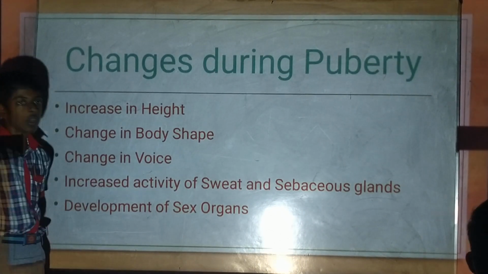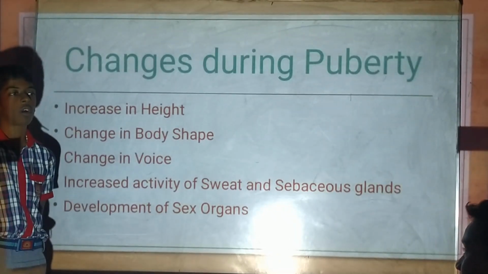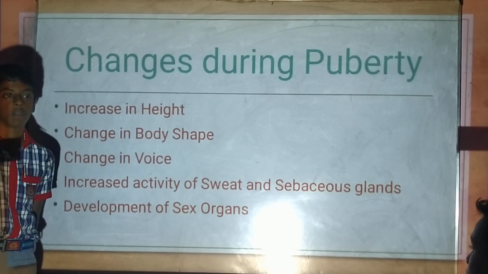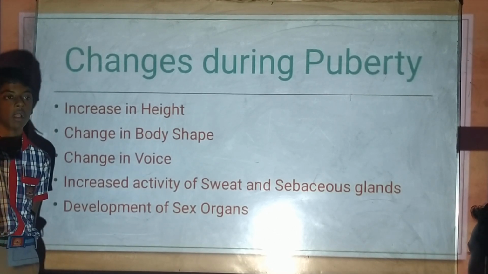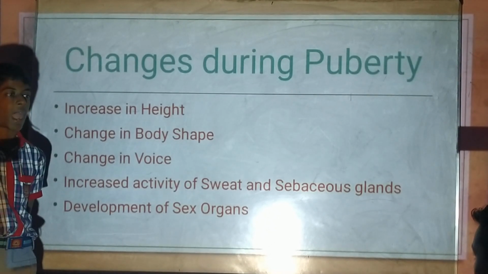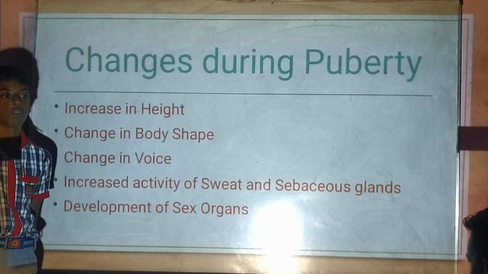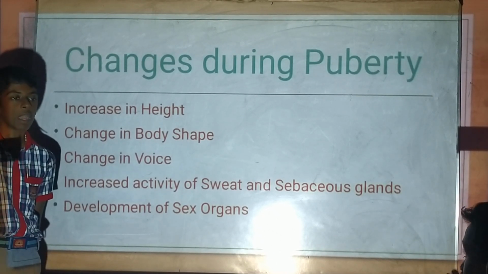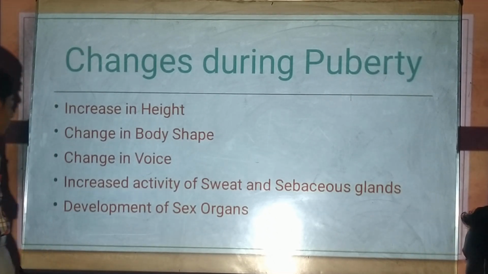Change in voice. The size of the vocal cords will increase, and it is 15 millimeters in women and 20 millimeters in males. Since it is bigger in males, it will be seen as a protruding part called Adam's apple. In children, it is very small, and children have a high-pitched voice, while males have a very deep voice.